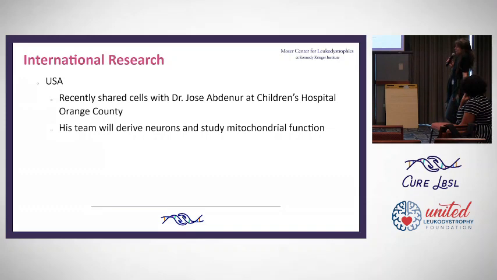And then finally in the USA, we shared our cells and our isogenic controls with Dr. Jose Abdenor at the Children's Hospital of Orange County. So his team will derive those into neurons and study mitochondrial function. He does some metabolomics also, and he does seahorse assays looking at mitochondrial function. And he has a couple of therapies that his team has tested on fibroblast lines, and so he's going to continue that research into our cells, and hopefully we can combine some data and some brain power to understand those effects a little bit better.